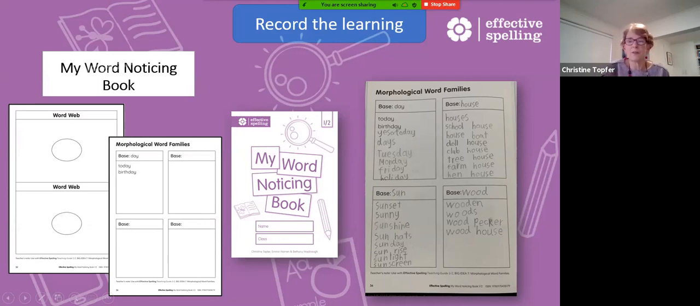So that's not a workbook, it's a place where they keep the words that they've investigated, and now they can use that as a resource for other investigations and to support them in their writing in all learning areas.